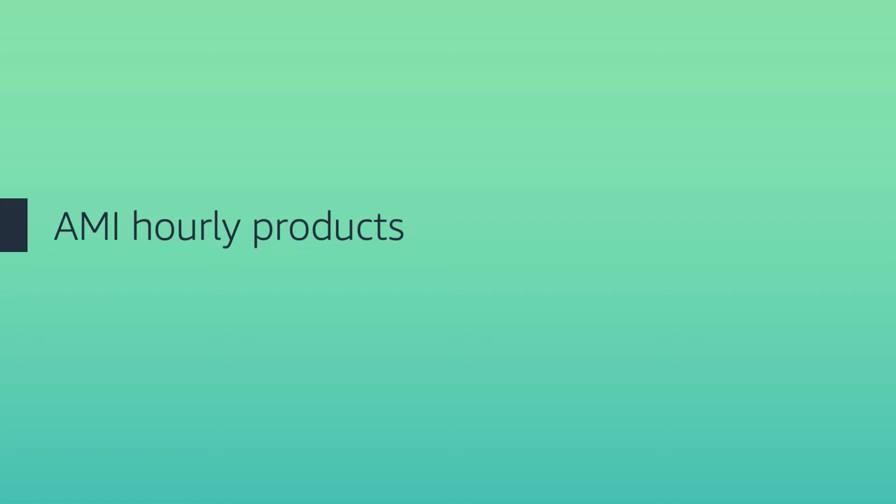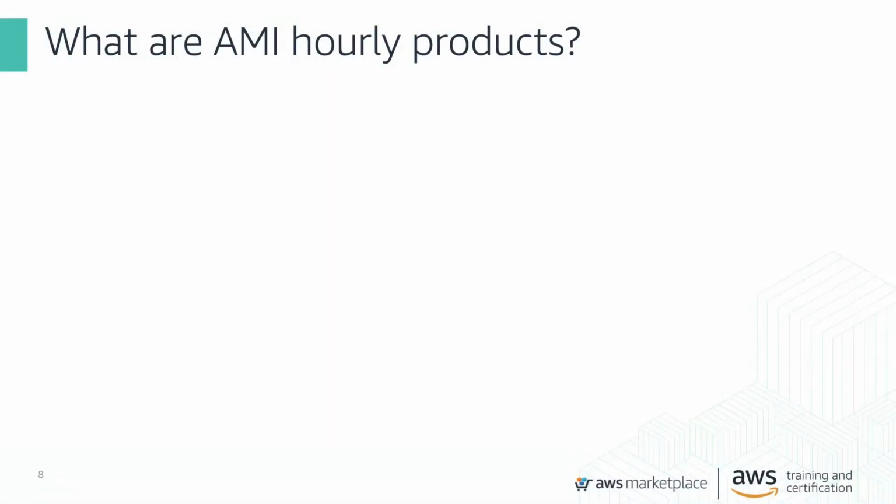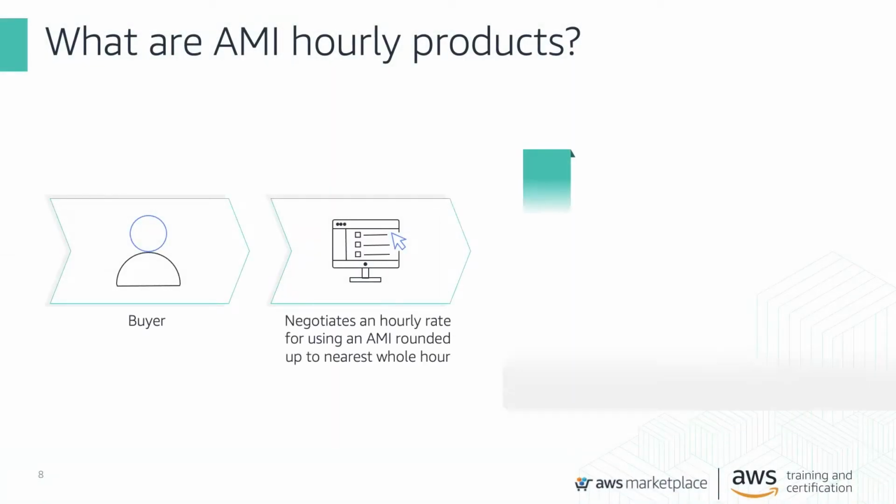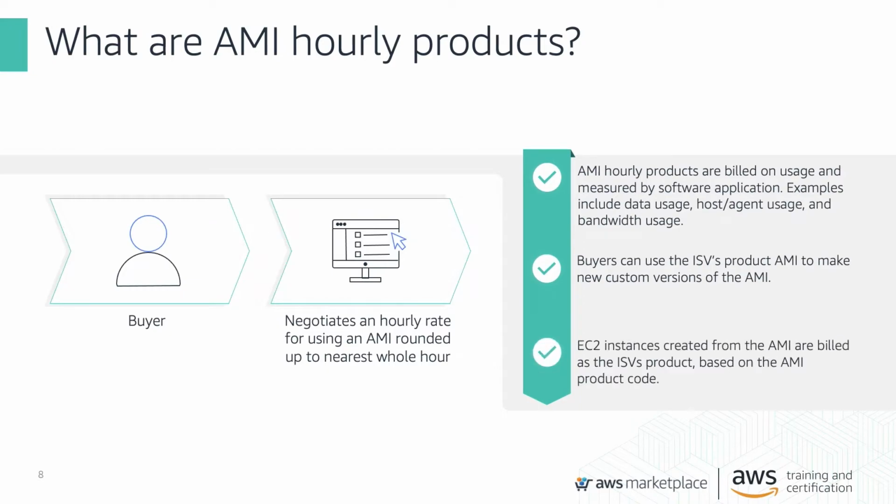Now let's look at the specifics of AMI hourly products available in AWS Marketplace. One way of delivering products to buyers is with Amazon Machine Images, or AMIs. An AMI provides the information required to launch an EC2 instance. ISVs create a custom AMI for their product, and buyers can use it to create EC2 instances with the product already installed and ready to use.